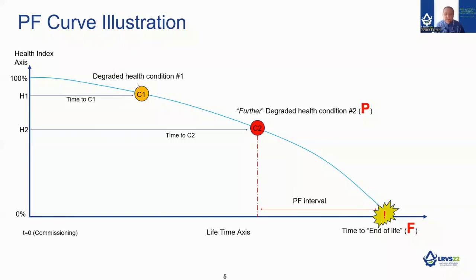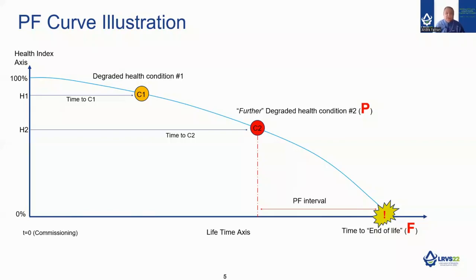As we move from time 0 onwards, the condition degrades and we successively get into lower health indexes measured between 0 and 100%, represented by H1 and H2 here. The intent of a PF curve, mainly in the world I work in, is to indicate what we call the PF interval, which is the time from an advanced degraded condition, let's say C2 here, to the time which can be qualified as the end of life of the asset in question.